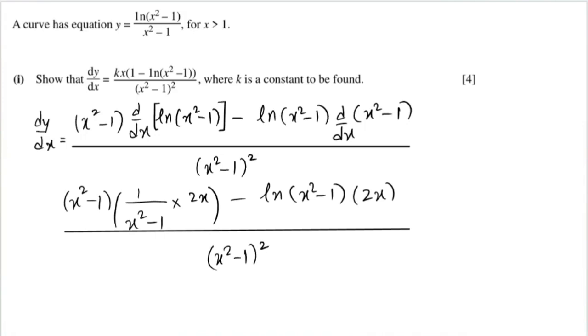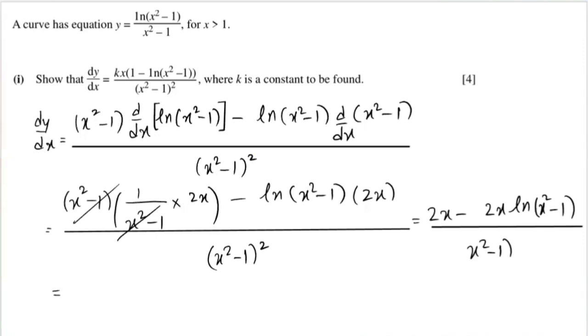All we need to do is just simplify the numerator, since the denominator matches the result which is given. So this will cancel out with this expression. In the numerator, you will be left with 2x minus 2x natural log of x squared minus 1. Divide the whole thing by x squared minus 1 whole squared.